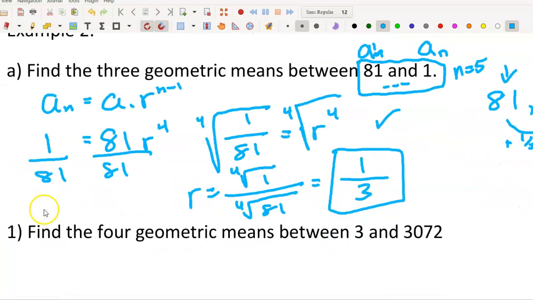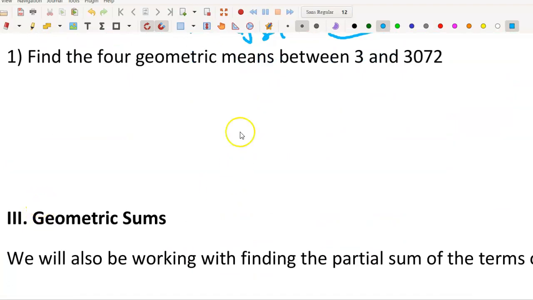All right, try that out. You guys go. 4 geometric means between 3 and 3,072.